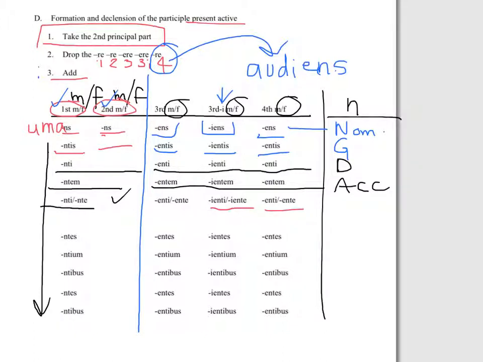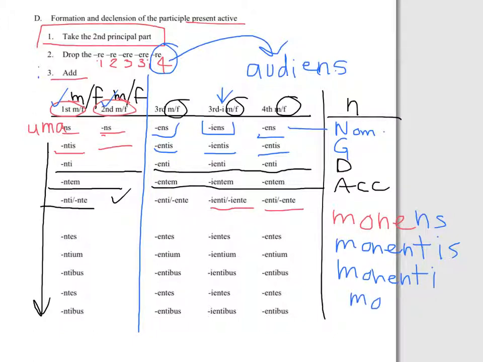You have to practice taking the theme. For example, if it's a second conjugation, it's monere. Since it's second conjugation, you drop the -re, and then you would decline it. If you're trying to decline the masculine or the feminine, it's -ns, and then the genitive would be -ntis, and then the dative would be -nti. The accusative for the masculine and feminine would be -ntem, and so forth and so on, following these patterns in this chart.